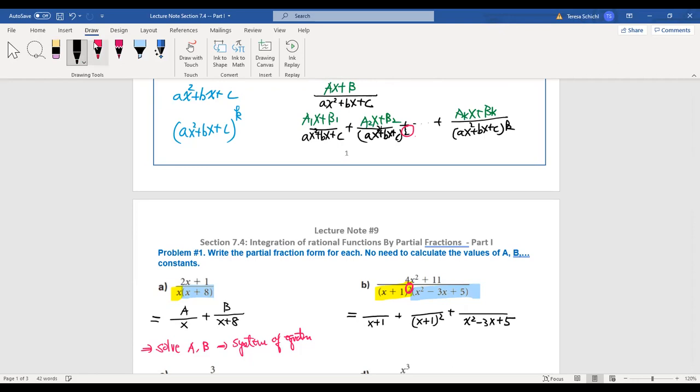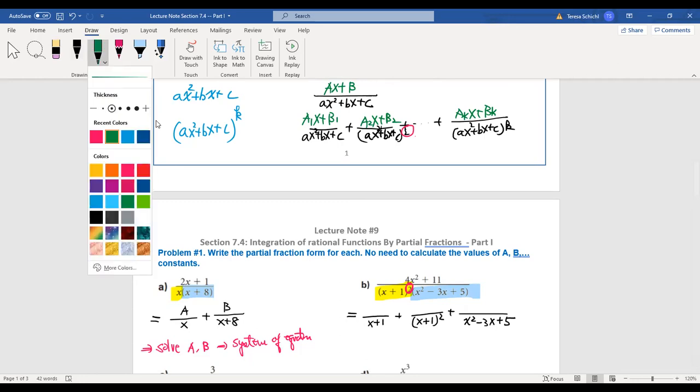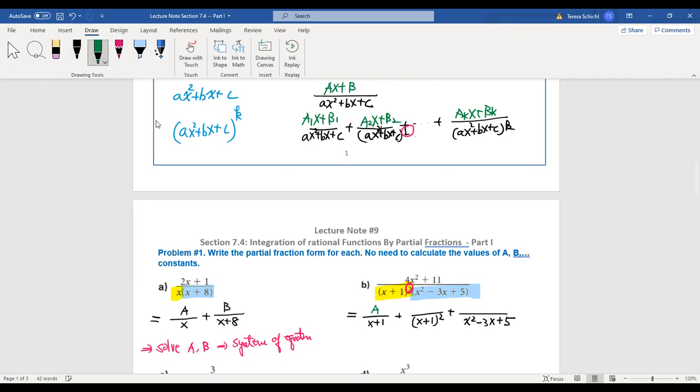Okay, and now in here, let's take a look. This is linear, right? So I put an A. And do I need to put a Bx plus C? No, because this is a repeat of this one. So I will put B here.